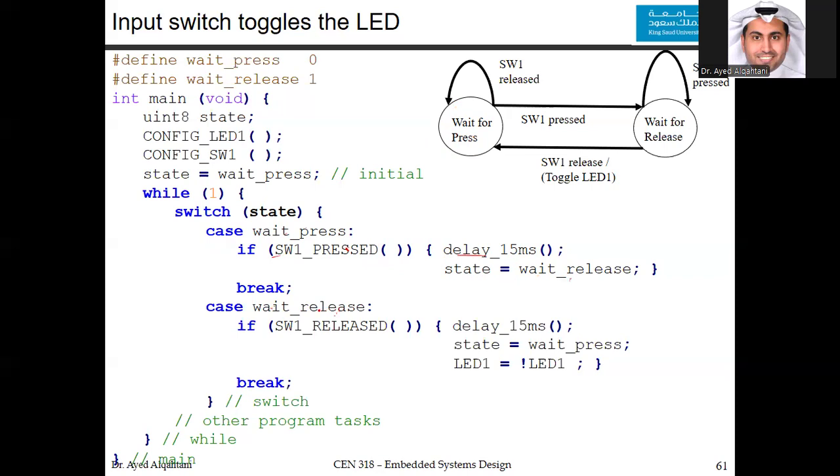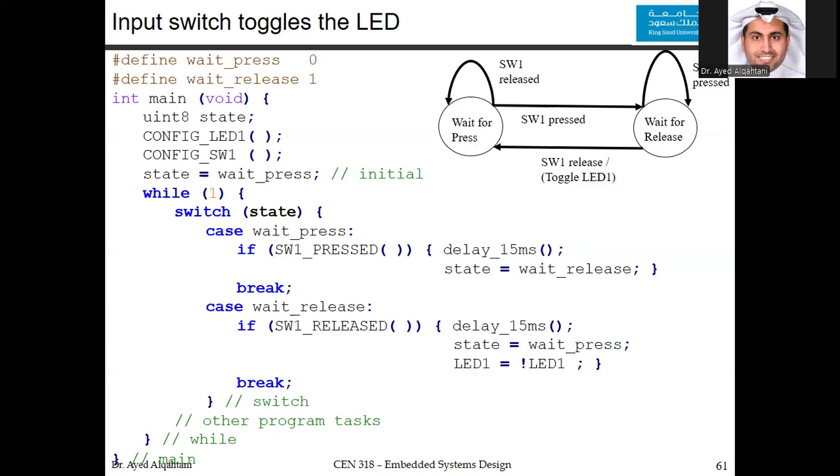Now, if you are releasing the switch, then you can wait again for the debouncing delay and then change the state to the original state. And now you can toggle. Again, as we explained this before, we can imagine what will happen.